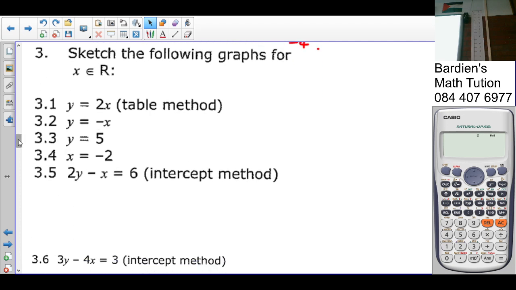Let's go for number 3. Sketch the following graph where x is an element of the real numbers. If x is an element of the real numbers, it's all the values that exist to us. Not so? Sorry, ma'am, that doesn't make any sense.